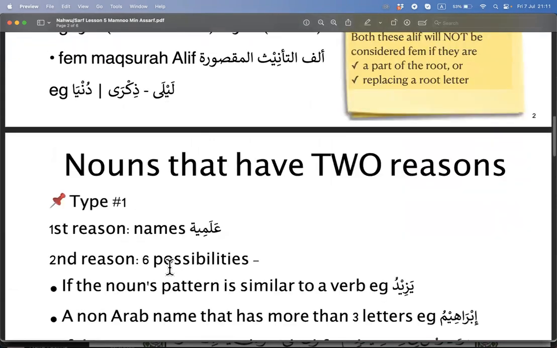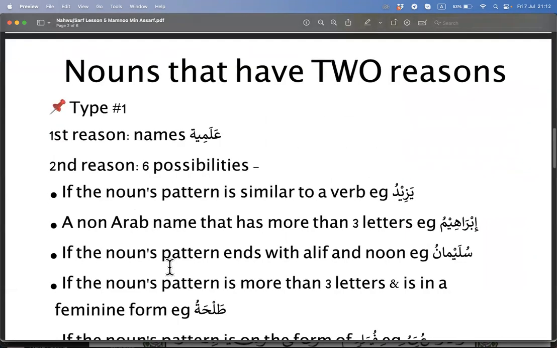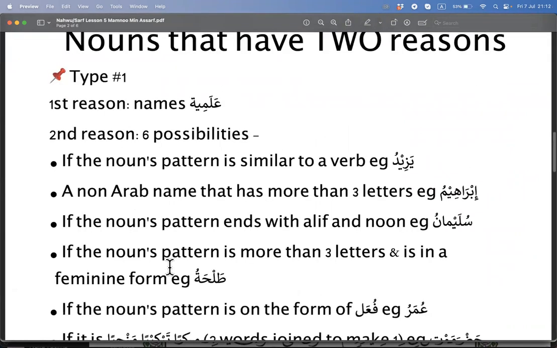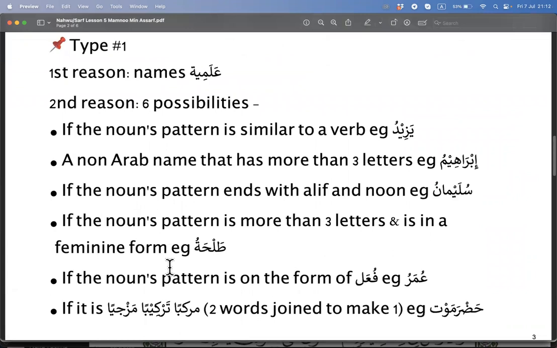Now we move on to the kinds of words that have 2 reasons to make them mamnun min as-Sarf. We talk first about names. If you have a name of a person or a country or any kind of proper name, not all names are going to be mamnun min as-Sarf, but if they have any one of these points, then it's going to be mamnun min as-Sarf. So the first reason will be that it's a name.